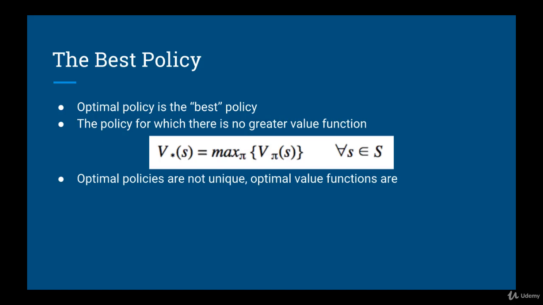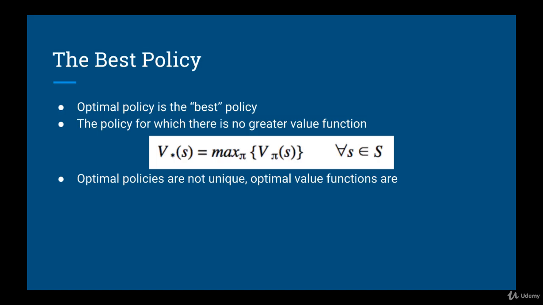Because we can talk about the relative goodness of policies, and one policy can be better than another policy, we also have the notion of the best policy. In reinforcement learning, we call this the optimal policy. We use the symbol pi star to represent it. The optimal policy is the policy for which there is no greater value function. We can write down the optimal value function as the max of the value function over all policies.